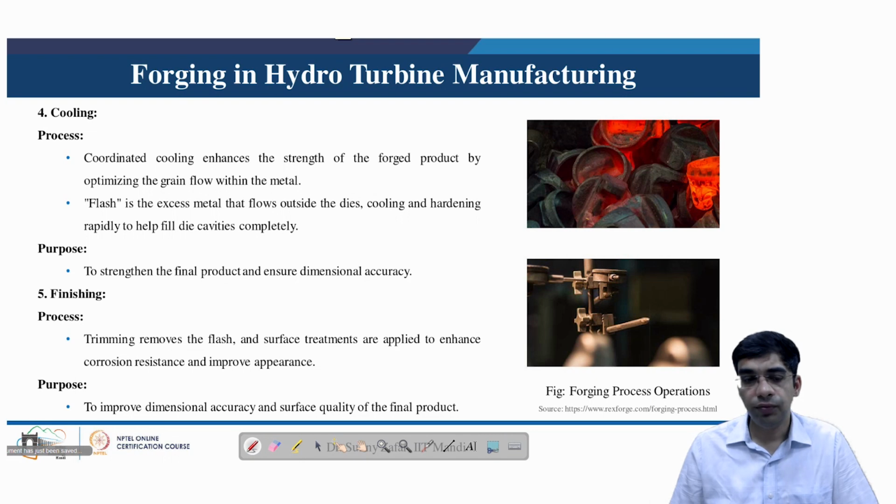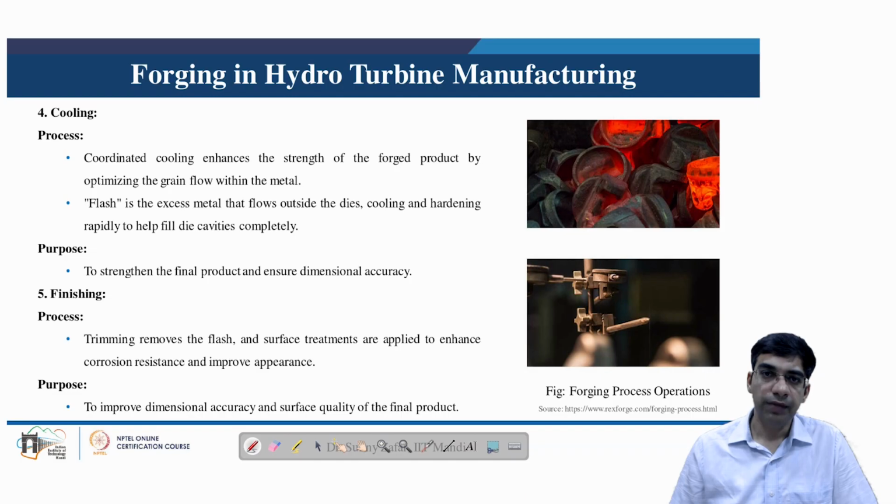Step number 4 in forging involves cooling. In cooling, controlled cooling is done to enhance the strength of the forged product by optimizing grain flow within the metal. Sometimes flash, which is the excess metal, is produced and flows outside the dies, cooling and hardening rapidly to fill the die cavities completely. The purpose is to strengthen the final product and ensure dimensional accuracy.